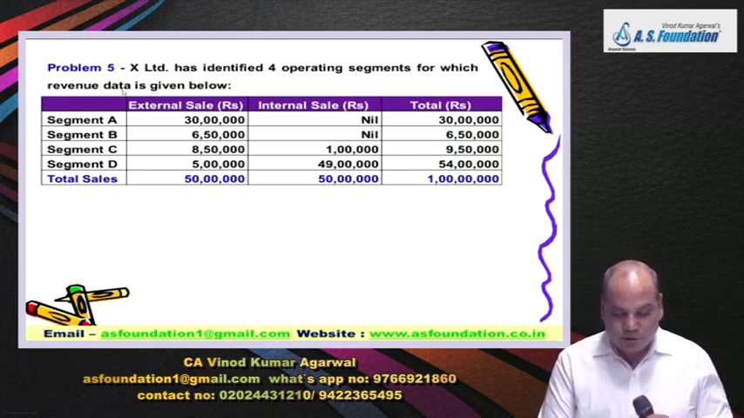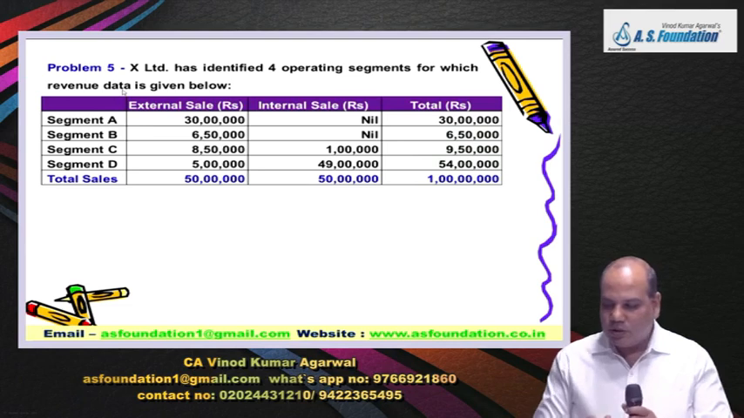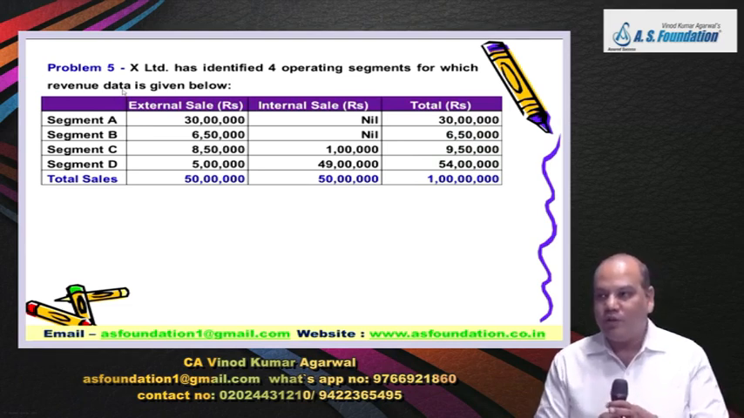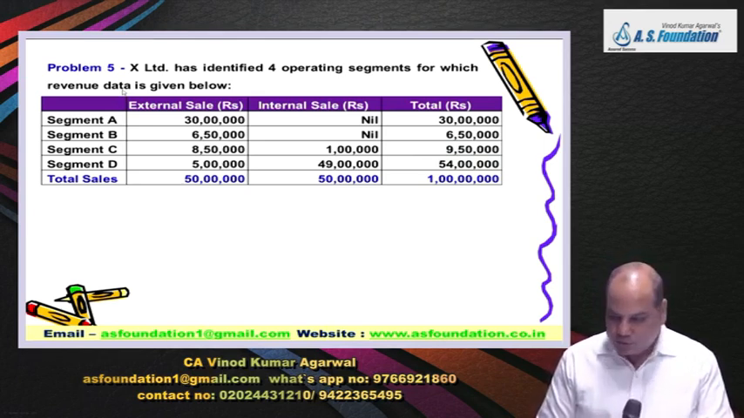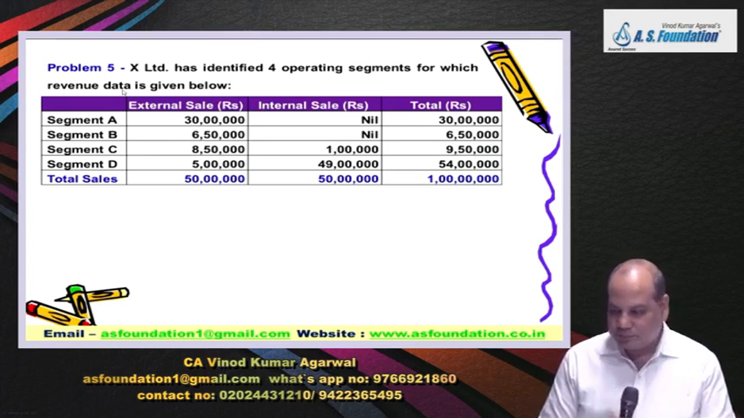Ayurveda segment does not meet any threshold. It may not be classified as a reportable segment. Of course, if the management voluntarily wants, then they can show it also as a separately reportable segment. Now you solve question number 5.